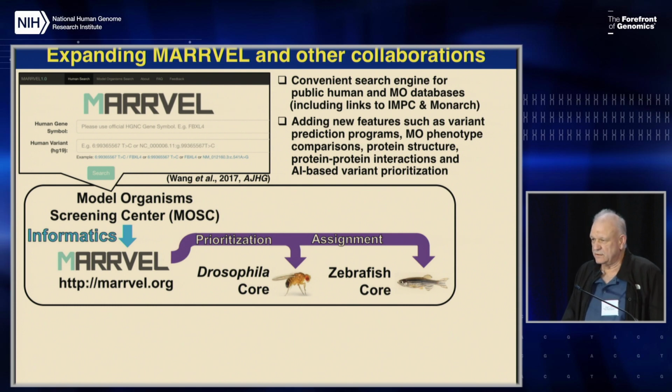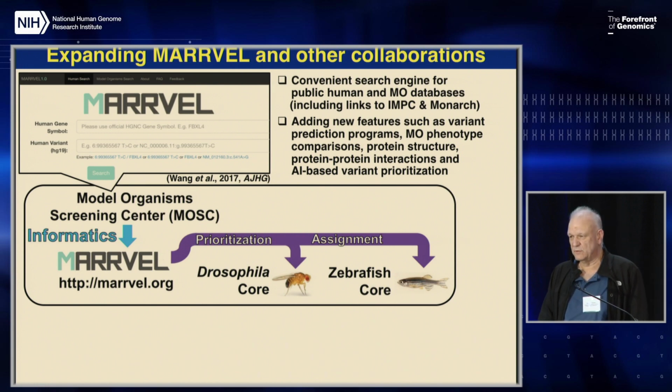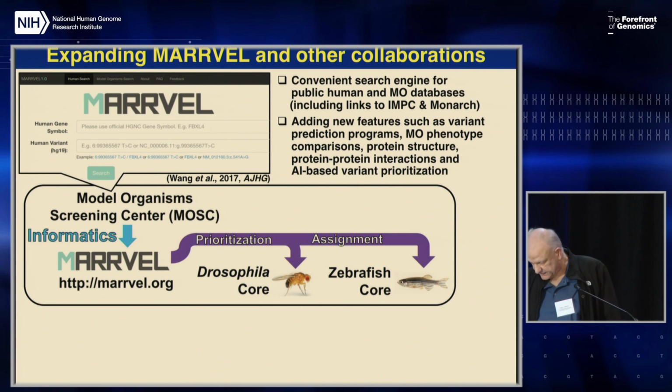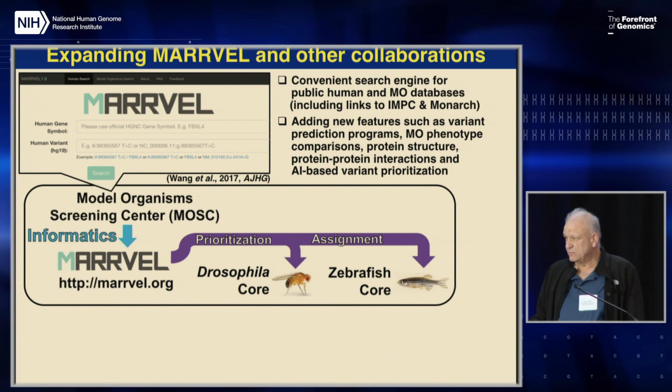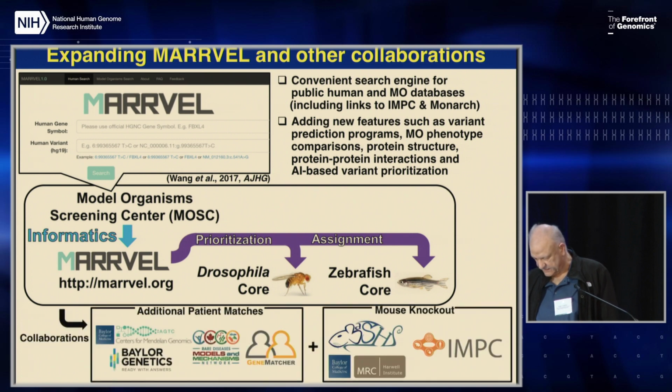And the original Marvel, when we came out, essentially queried all the model organism databases, as well as about 7 human databases, but we're now trying to expand that to all these databases. And they're listed here. That is the prediction programs, the protein structure and mapping the mutations to protein structure, the protein-protein interaction databases, and we're also developing artificial intelligence based on all these databases to do variant prioritization.